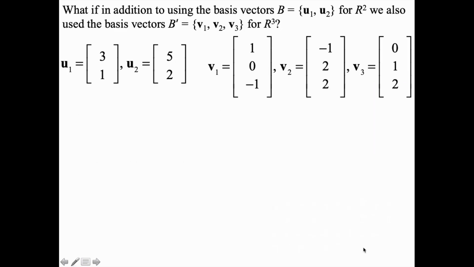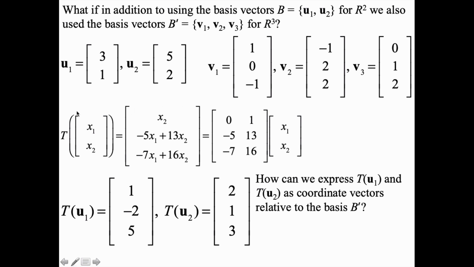Well, the answer is yes. Let's take a look. We have a little bit of work to do, but not much. So again, what if in addition to using basis vectors B, which is U1, U2, the same ones, (3, 1) and (5, 2), we also use a new set of basis vectors B prime for R3? And here they are. I'm going to let the basis vectors in B prime be V1, V2, V3. Here are 3 linearly independent vectors from 3 space, so I know that they must span R3. They're a basis.